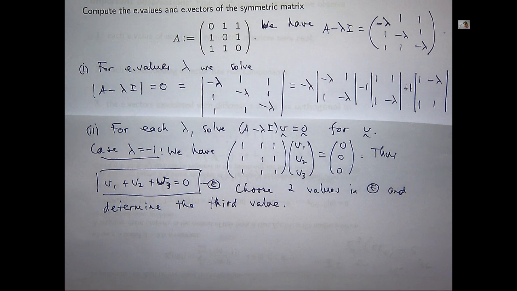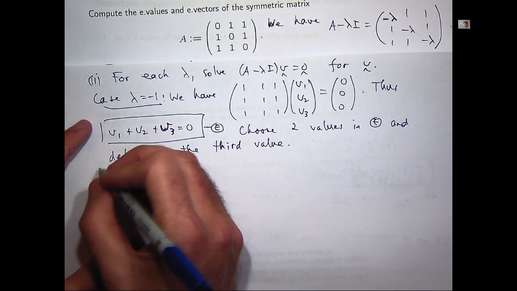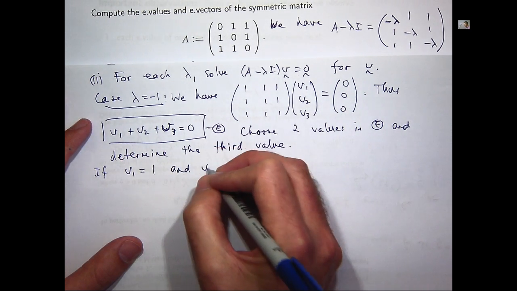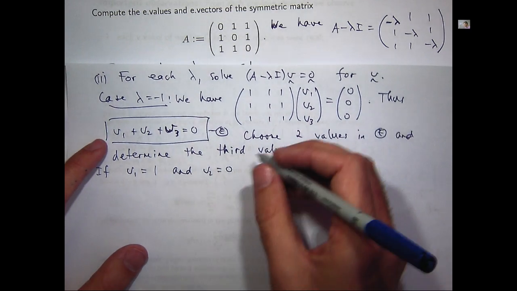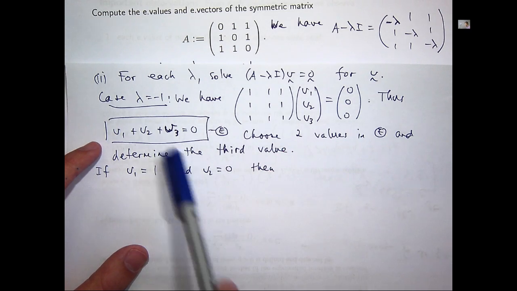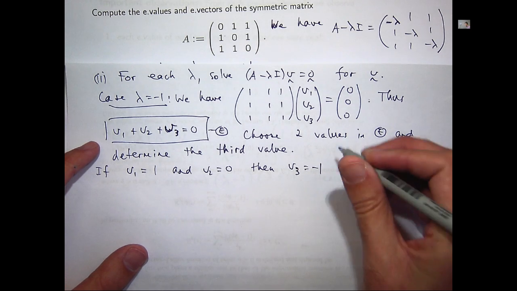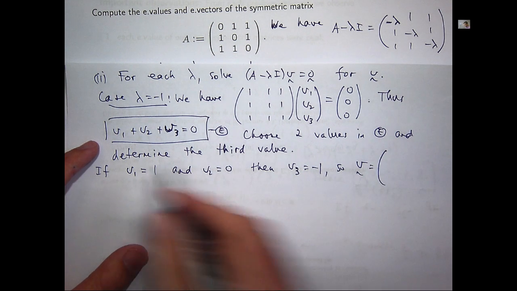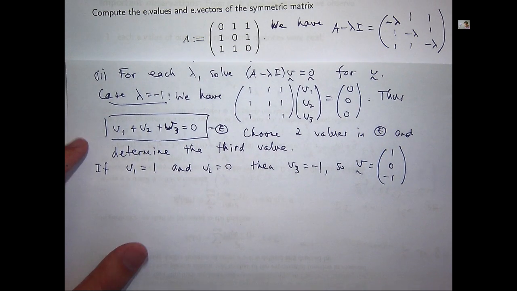Okay, so what have I chosen? In this particular case, I've chosen V1 to be 1, and I've chosen V2 to be 0. Now, you don't have to make those choices. They're just really simple choices. So for these choices, what's my V3 going to be? -1. Okay, so it's going to be 1, 0, -1 as my eigenvector.